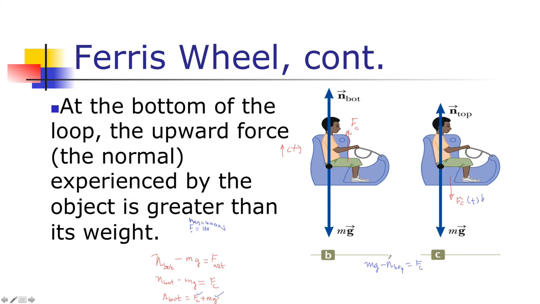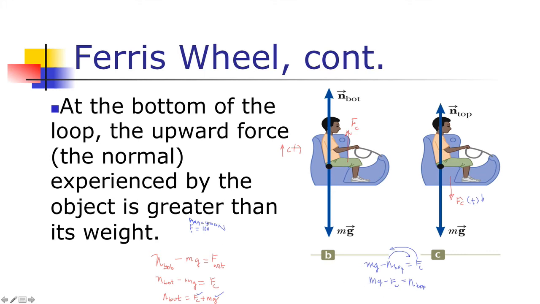Then if I take N top in this direction, it's going to be positive. If I take FC to the other side of the equation, it's going to be negative. Then you'll have the following. It will have mg minus FC is equal to N top. N top is the normal force experienced by the kid when he was at the top of the Ferris wheel.